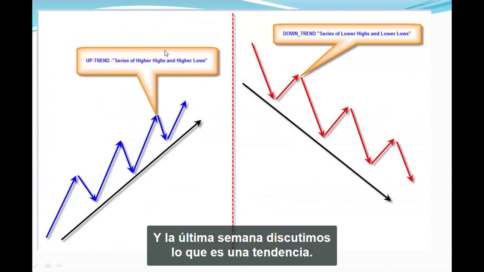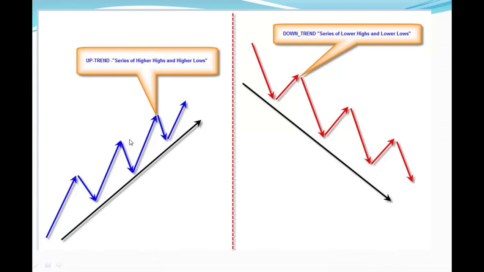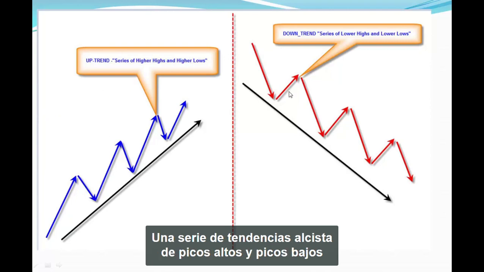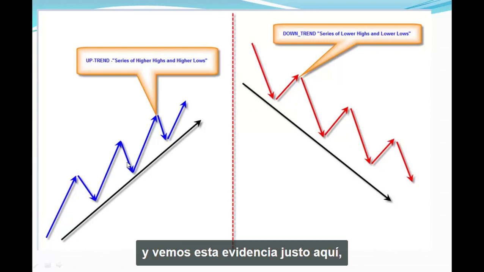And last week we discussed what a trend is, and what we're going to discuss today has a direct relationship to what we discussed last week. Trend: an uptrend is a series of higher highs and higher lows, and a downtrend is a series of lower lows and lower highs, and we see this evidence right here. That's what an uptrend looks like, and that's what a downtrend looks like.